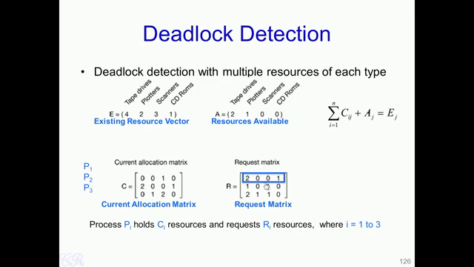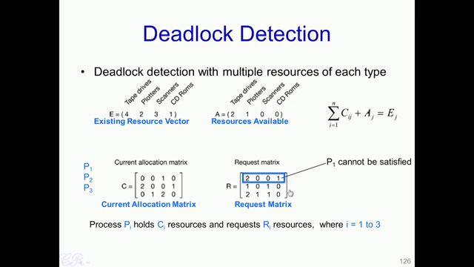Let us take process P1 and see if the request by process P1 can be met. It requires 2 tape drives, and we see that 2 tape drives are available. So, this is fine, and 1 CD-ROM is requested, but there are no CD-ROMs available. So, process P1 cannot execute. Process P1 cannot be allocated all its resources, so it cannot continue to execute.